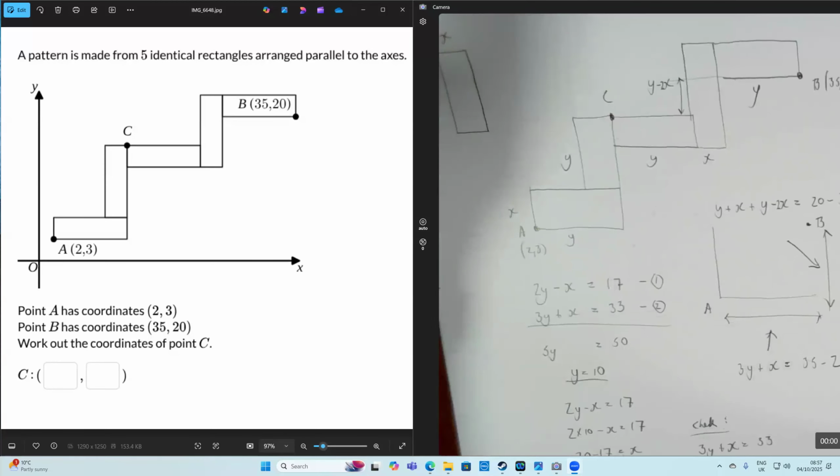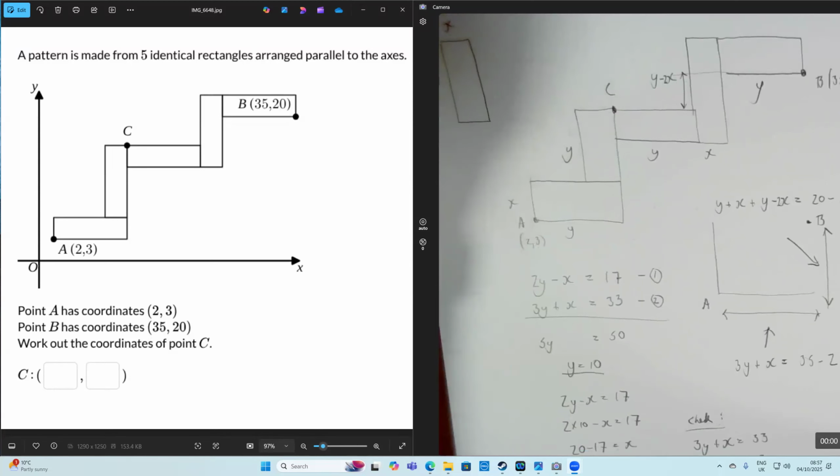Hello everyone, we've got a nice solving simultaneous equations question here with a visual pattern that students often find a little bit tricky. It says a pattern is made from 5 identical rectangles arranged parallel to the axes, and you can see we've got the sketch there. The point A has coordinates 2, 3 down here in the bottom left, and the point B has coordinates 35, 20 over here on the right. We've got to work out the coordinates of point C in the middle.